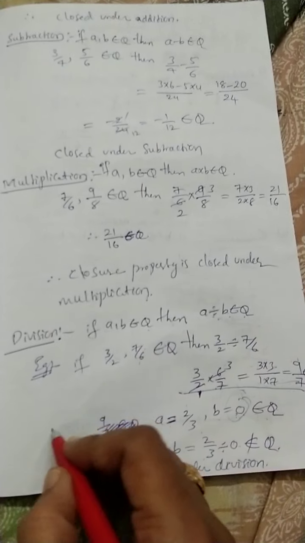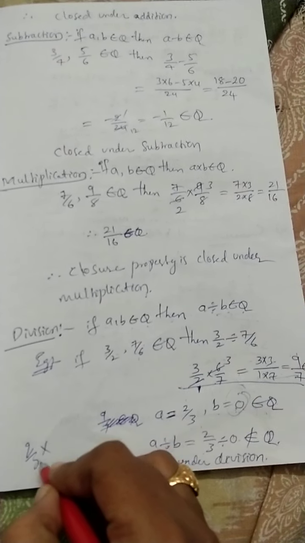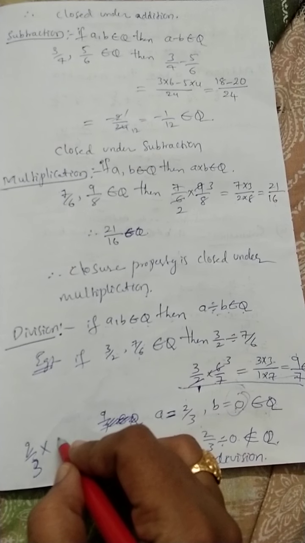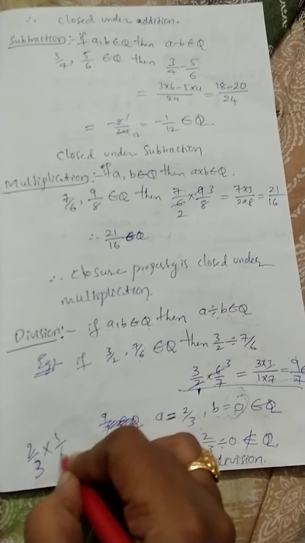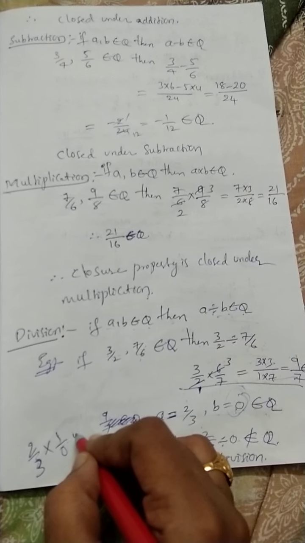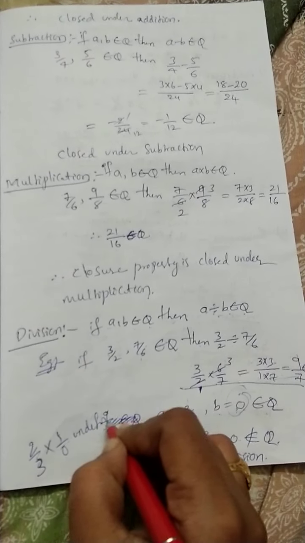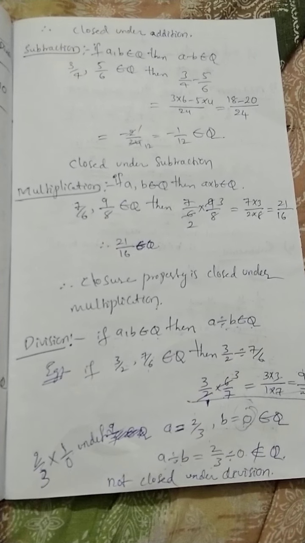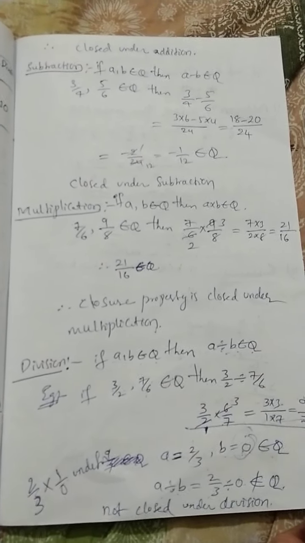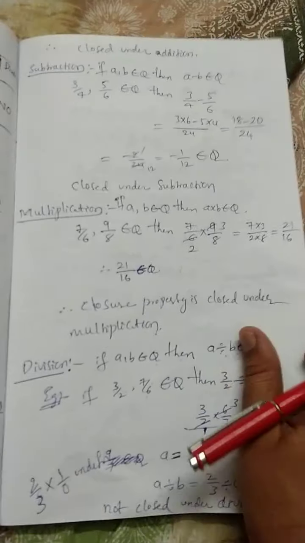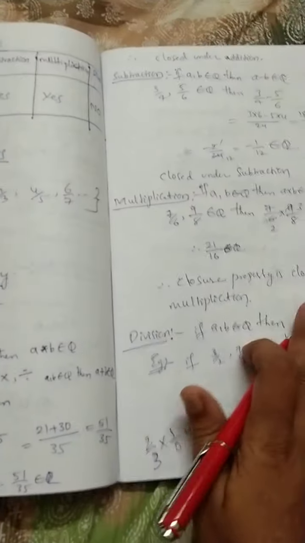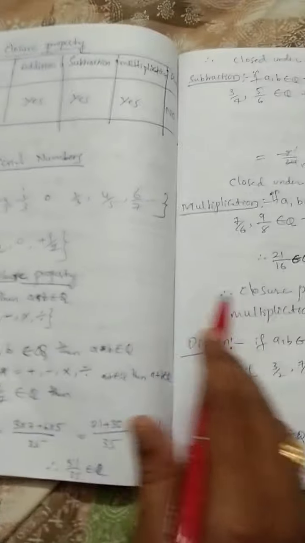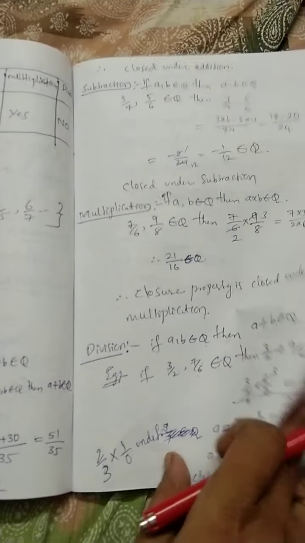If you want to take the step, 2 by 3, if you change the division symbol into multiplication, you should write the reciprocal, which means 1 by 0 will come. 1 by 0 is an undefined value. So it is not closed, not closed under division. Okay, these are the 4 operations in the set of rational numbers for the closure property. One property is completed under 4 operations.